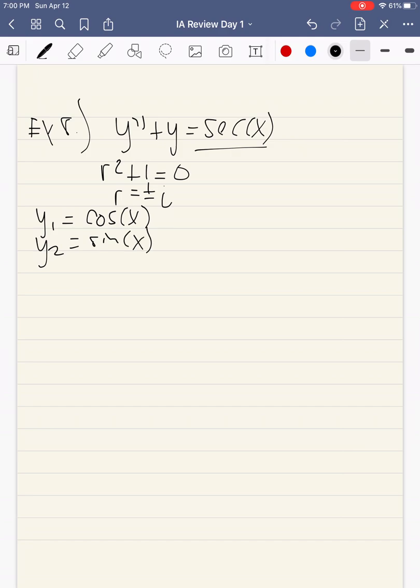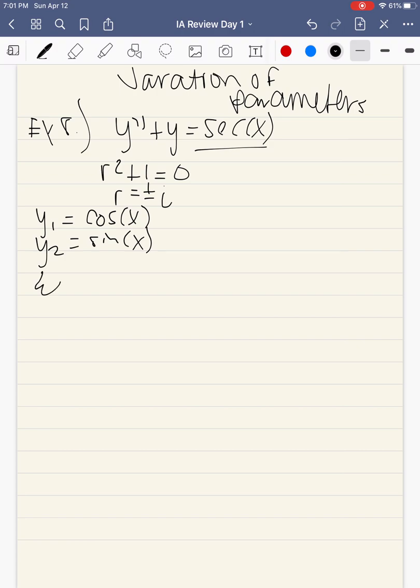So from undetermined coefficients, we need to find our Wronskian. I apologize, I keep saying undetermined coefficients. Variation of parameters. Let me just write this so I don't keep saying this wrong thing. So for variation of parameters, we need to find our Wronskian, which is basically a derivative. So this is going to be y1 times y2 prime minus y2 times y1 prime.